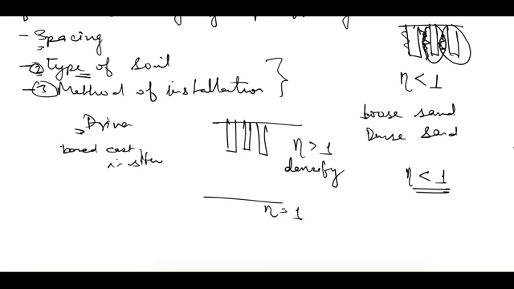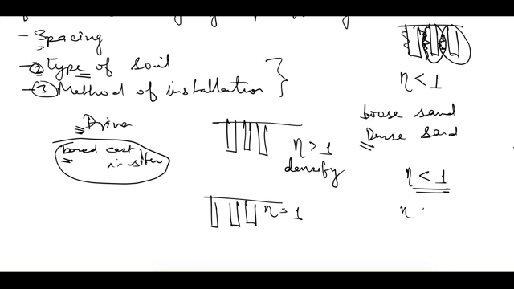Now the method of installation. I talked about the driven method, and the next is the bored and cast in situ method. In this method the soil is not disturbed, so you can remember it like this: if we are using the bored and cast in situ method, then the soil is not disturbed. So it is good in the case of dense sand, because in dense sand if we use the driven method, the efficiency can reduce to less than 1 with a very small spacing. So if we have to use small spacing, this method is better, because the soil will not be disturbed and we can use eta equal to 1.